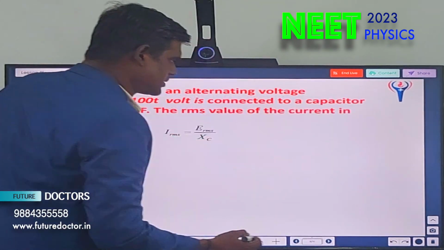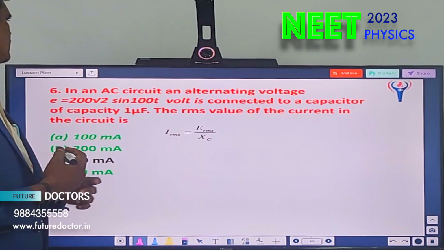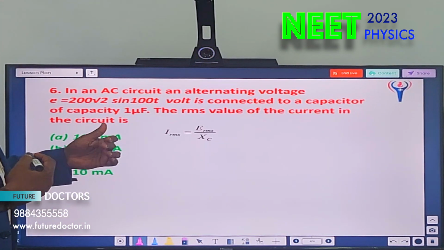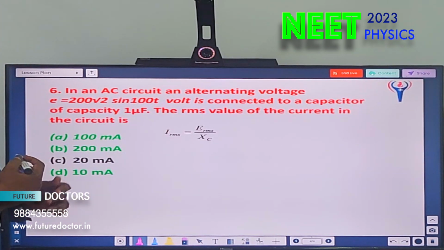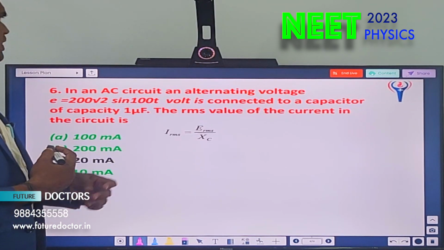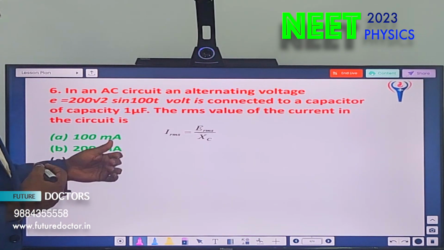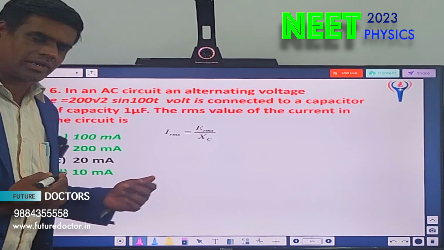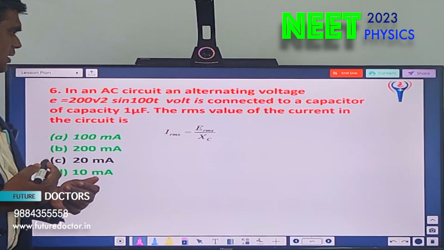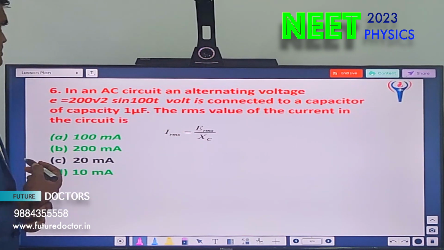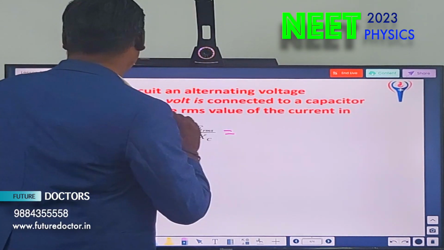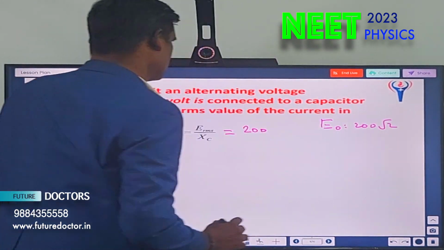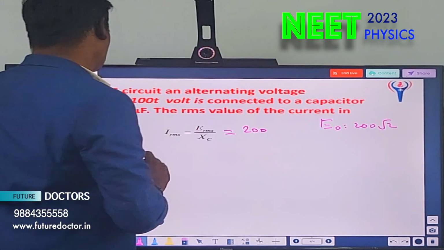Let's move to question number 6. In an AC circuit, an alternating voltage E equal to 200 root 2 sin 100 t volt is connected to a capacitor of capacity 1 microfarad. The RMS value of the current in the circuit is dash. IRMS equal to ERMS by XC. IRMS is the root mean square current, ERMS root mean square voltage, XC capacitive reactance. And ERMS is given as 200. That is, E naught is 200 root 2. Okay. Then ERMS is 200 and XC. We want to find XC.